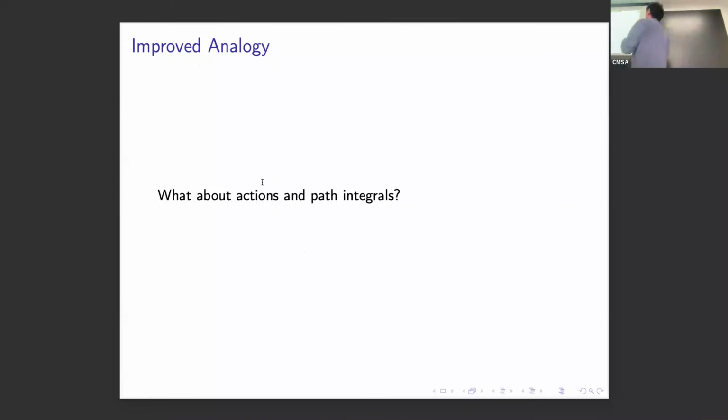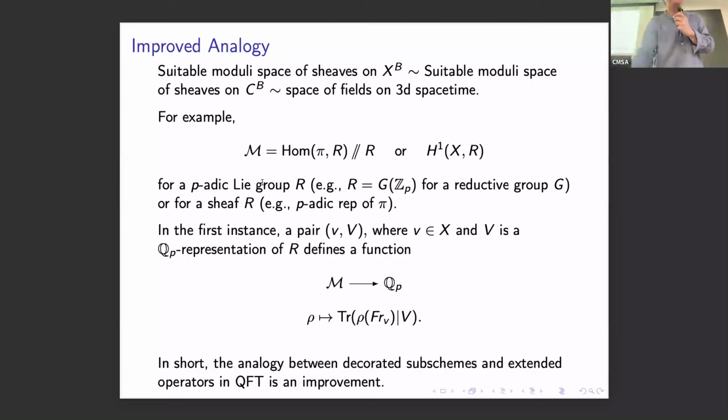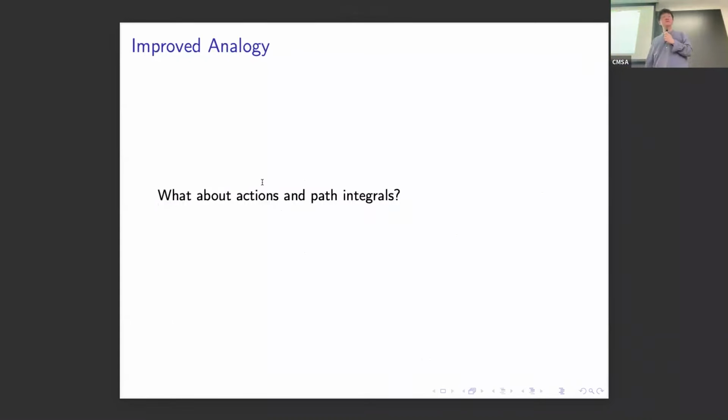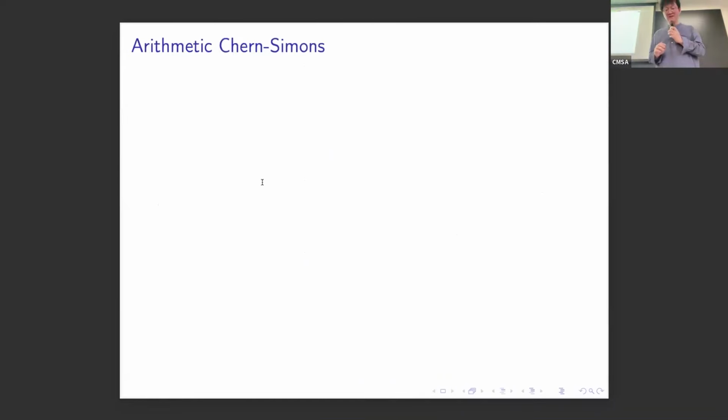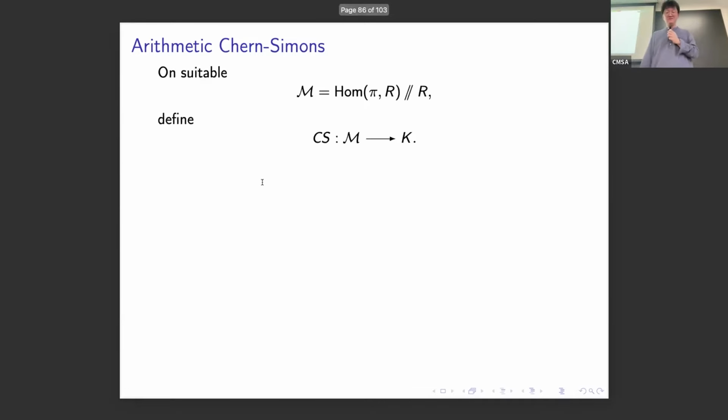But of course, there will also be actions and path integrals, right? Or at least baby versions of that, right? Because you see, this is a local thing concentrated on a subscheme, but actions are global functions of fields, right? And then we also want to do path integrals. So what I'm going to do in the next lectures is describe an arithmetic Chern-Simons theory of a rather simple-minded sort. So what does this consist of? Well, we'll take a space. You can do more general things than that, but to keep things concrete, you can take one of these spaces of representations of the fundamental group, right? And then define a Chern-Simons style function on them.